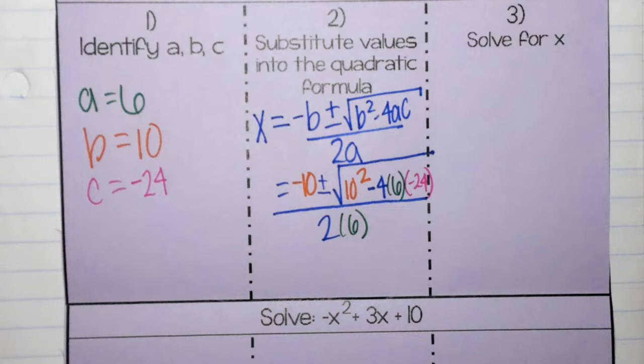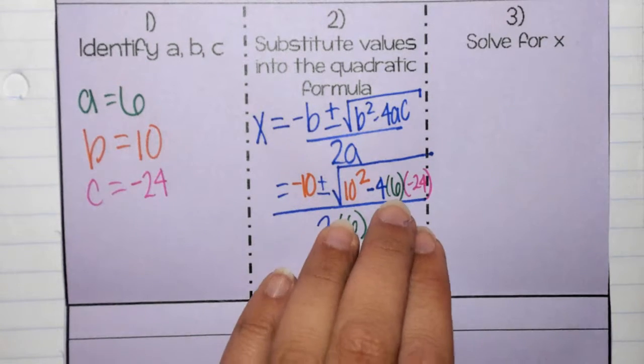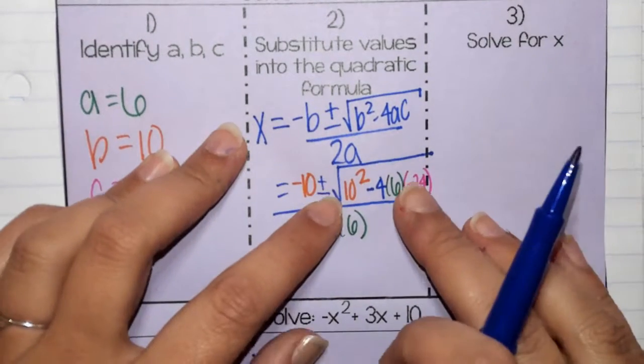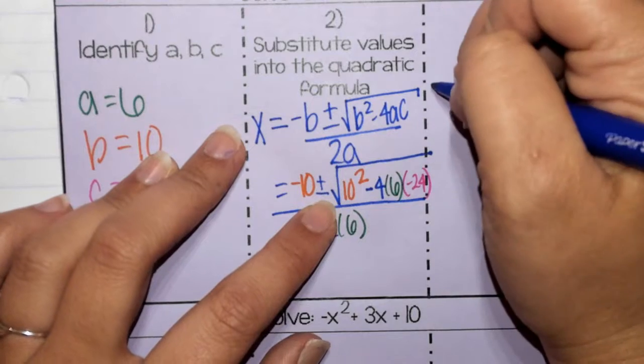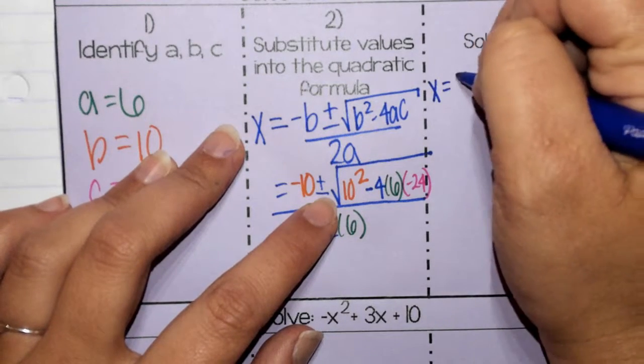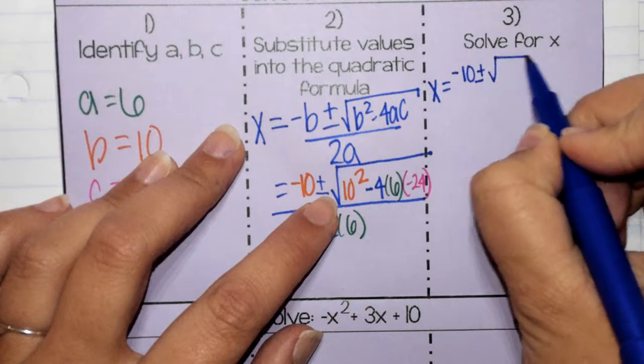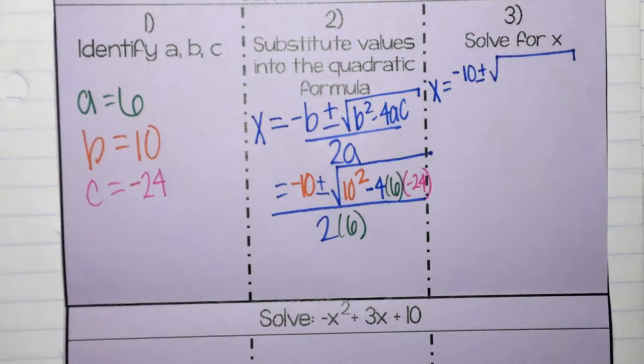Okay? So now we're going to multiply everything together inside this. This is like a parentheses, so you do this first. So we have x equals negative 10 plus or minus the square root of.